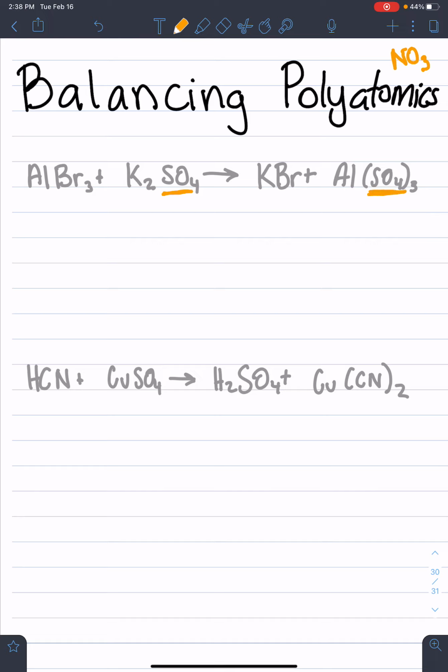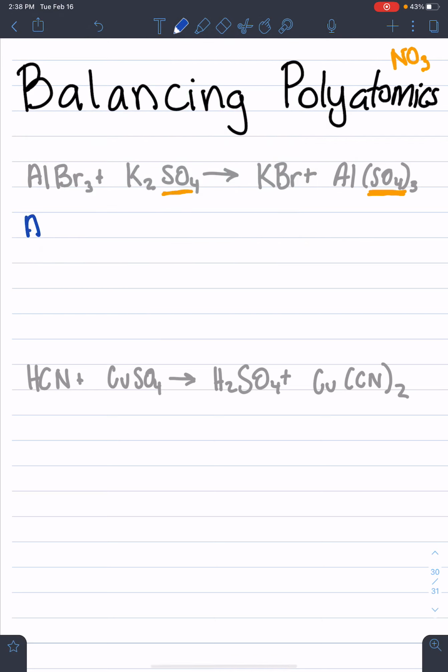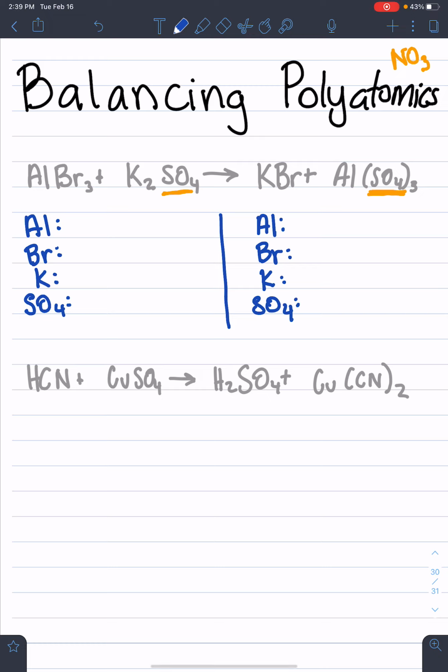So that's going to be really useful as we're writing out our list of elements, is knowing that we're going to keep SO4 together in one unit. So now let's write out our list of elements. I'll show you what I'm talking about. So we are going to have Al, Br, K, and then we're going to have SO4 as one thing together. And then on this side, we're going to have the same thing, Al, Br, K, and then SO4 as one thing together.